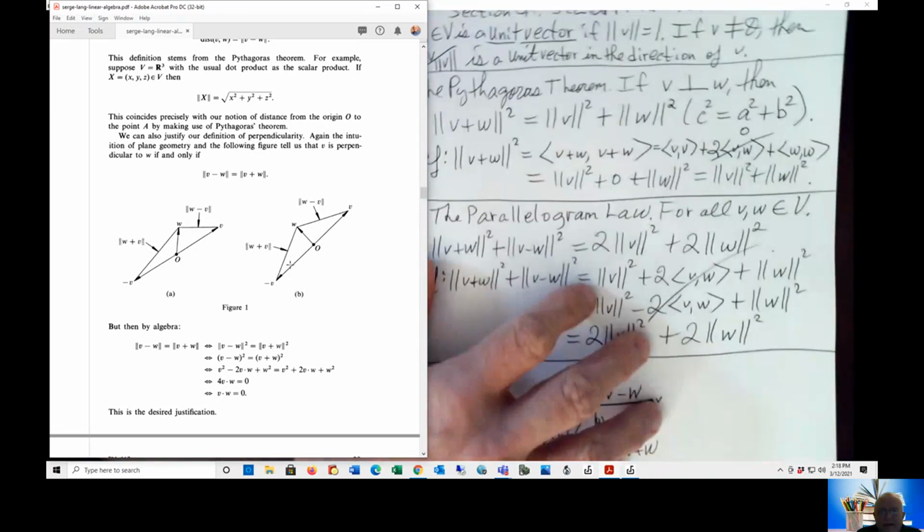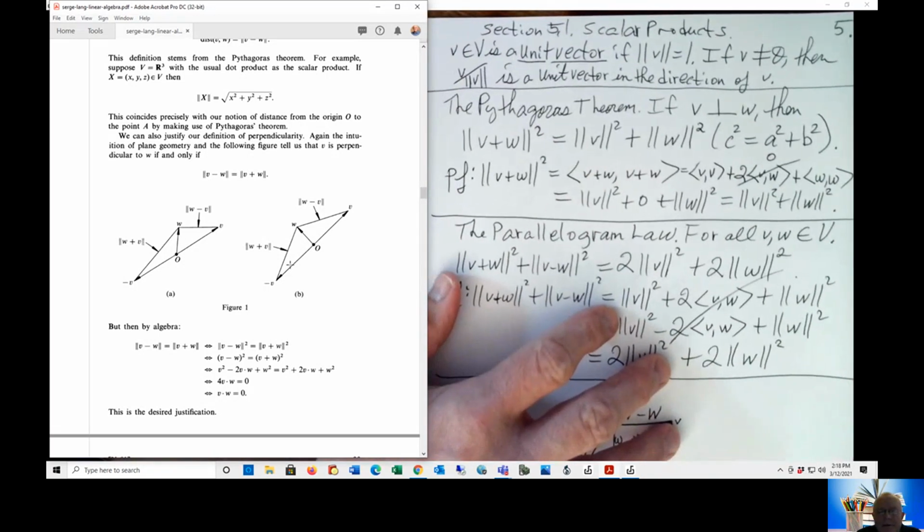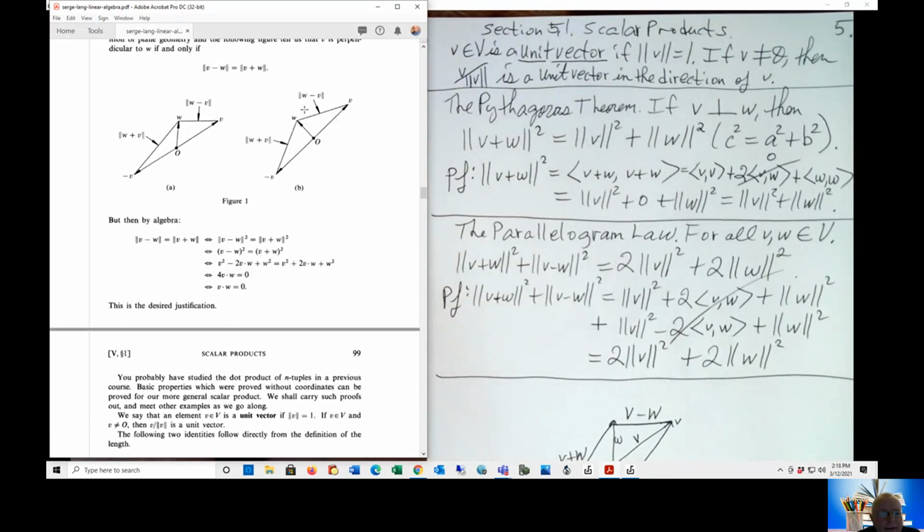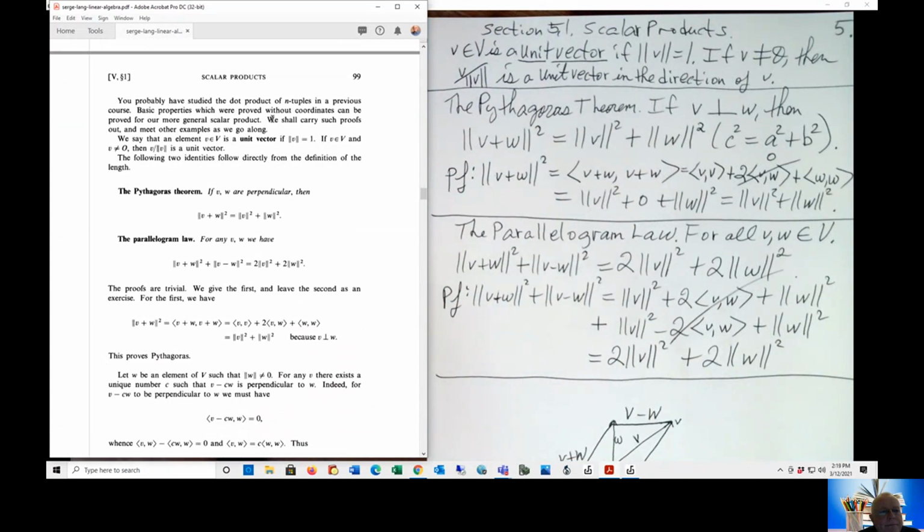Okay. Now next is just a familiar definition of a unit vector. A unit vector is a vector whose length is 1, whose norm is 1, and if v is not the 0 vector, then if you divide vector v by its norm, then you have a unit vector in the same direction as the vector v.